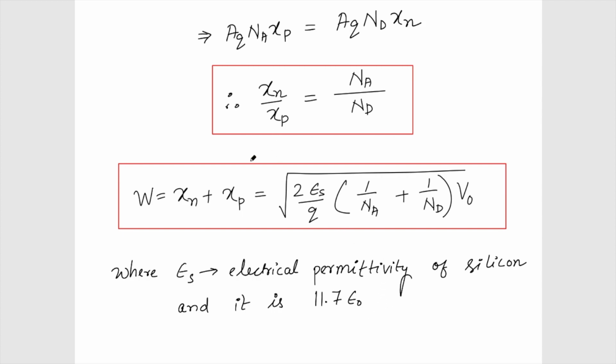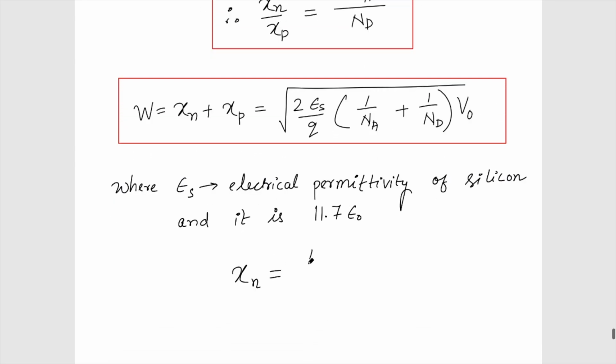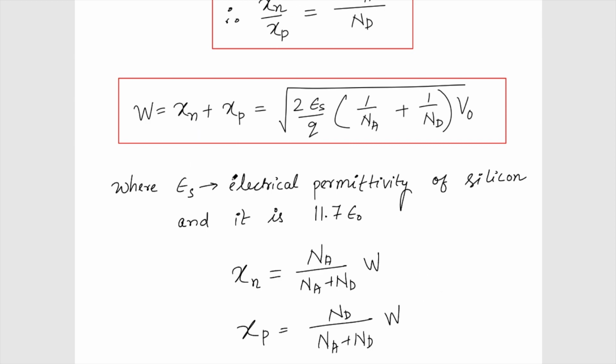And of course, we can manipulate these two expressions and write xn equal to okay. So you can just rearrange this equation and then get this xn and xp. So this is how we can find out the absolute length of the depletion region on each side, xn and xp.